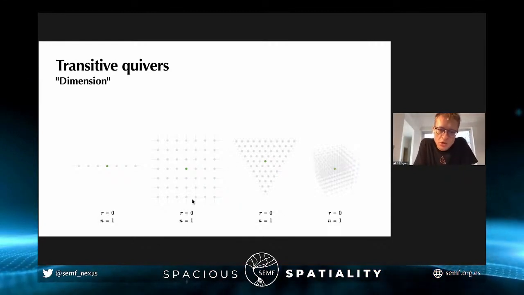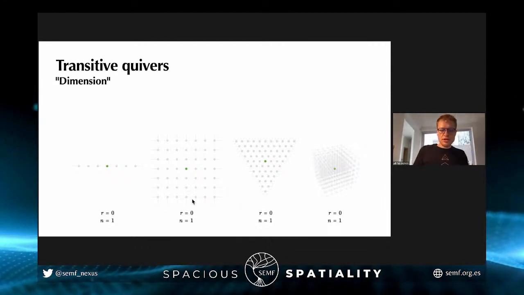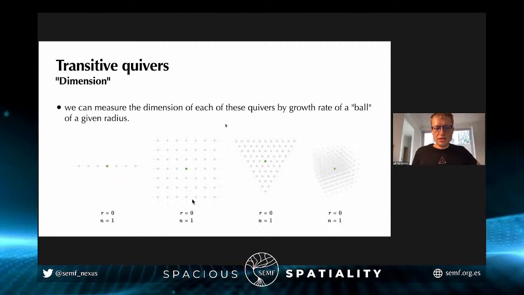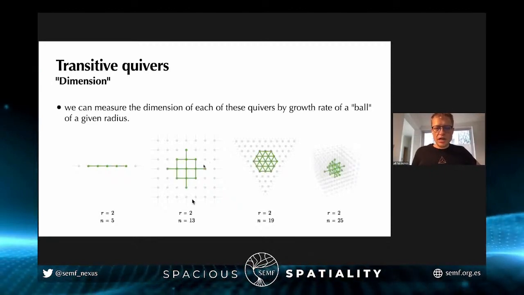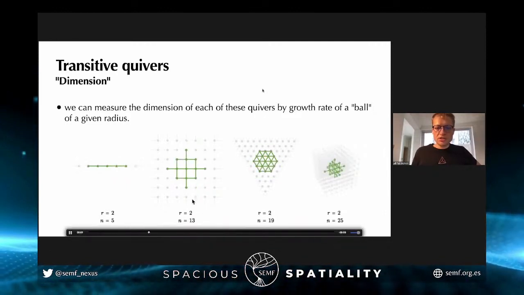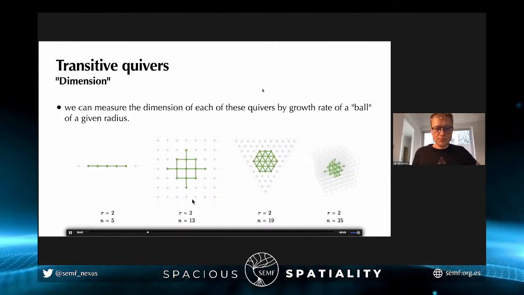So what makes a square quiver two-dimensional? What makes a cubic quiver three-dimensional? I used that terminology earlier. And one way you can make that a bit more precise is by looking at how the number of vertices that you can reach after a given number of steps grows with the number of steps.